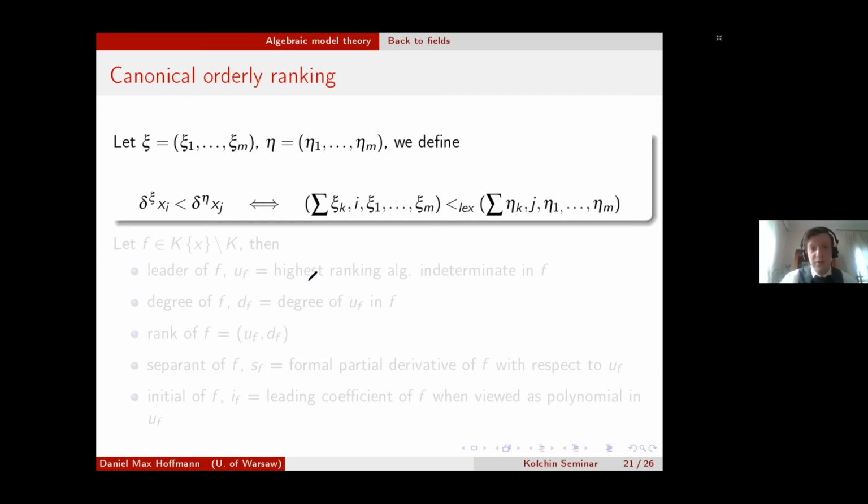So first of all, I need to define what is canonical orderly ranking. If I have my indeterminates, I'm saying that one of them is strictly smaller than another one if this thing holds. So the lexicographical order: the left tuple is smaller in the lexicographical order than the right tuple. Okay. Any questions up to now?